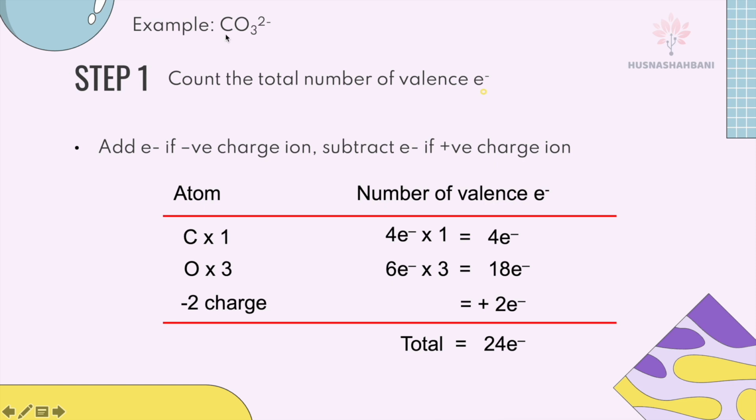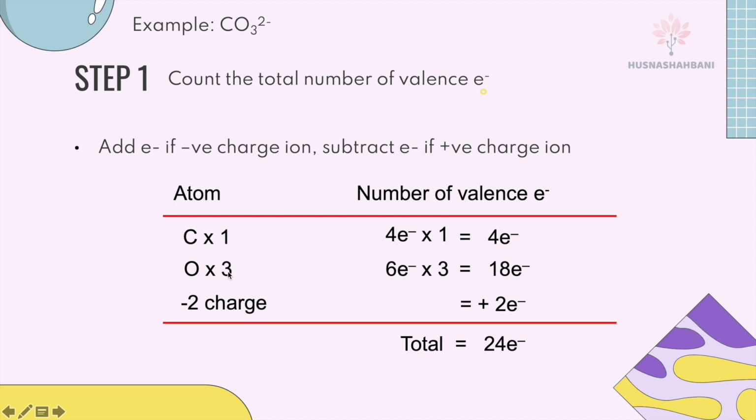Next example, CO3 2 minus. This is a negatively charged compound. The first step, count the total number of valence electrons. When the compound is negatively charged, you have to add electrons. It's 2 negative, so you have to add 2 electrons. First, count the total valence for CO3. Only 1 carbon. 1 carbon has 4 valence electrons, 4 times 1, so 4 electrons.